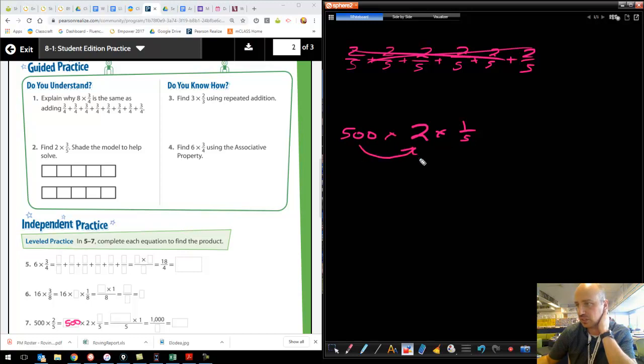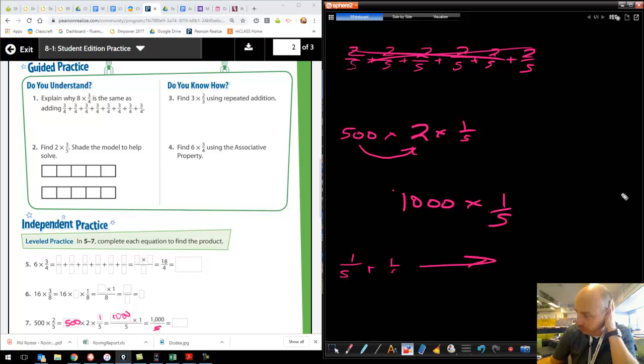And then I can do any order now that I have that like that. So I could do this times this. I could do this times this, and then that times that if I wanted to. That's what the associative property tells us, but we don't want to do that. I want to do this because it's easy. 500 times 2. 2 500s is 1,000. And now I have 1,000 times 1/5. That's 1,000 copies of 1/5. That's even more impossible for me to write out. 1/5 plus 1/5, etc., all the way out. So 1,000 times 1 is 1,000 over 5. So now, oh my gosh, here comes the tricky part.